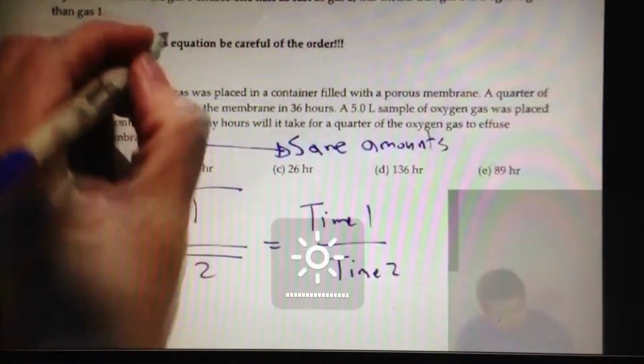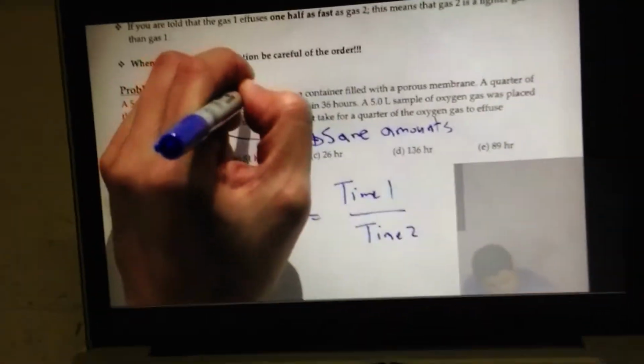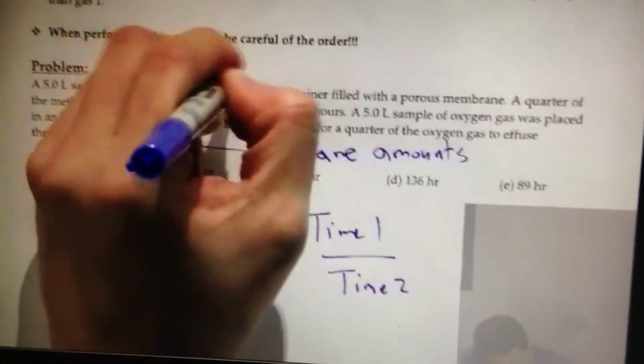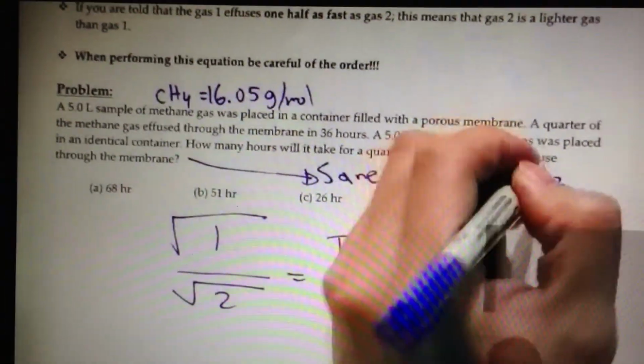So first of all, we have methane, which is CH4, and it weighs about 16.05 grams per mole. And we have oxygen gas, which is O2, which weighs about what?